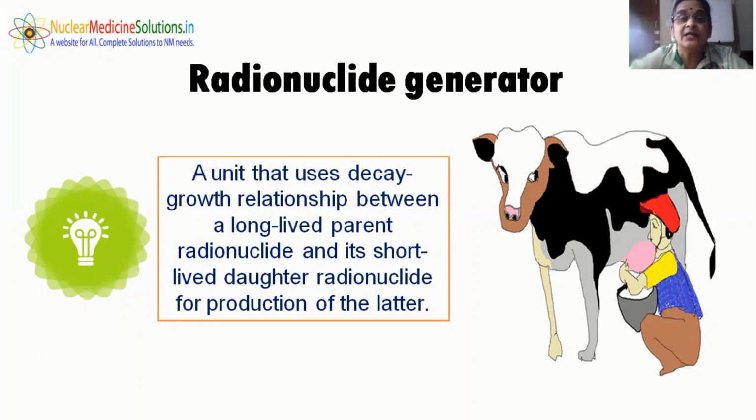Now, what is the radionuclide generator? A unit that uses the decay-growth relationship between a long-lived parent radionuclide and its short-lived daughter radionuclide for the production of the latter. That means the daughter radionuclide. As I had told you, it is the cow for the nuclear medicine radiopharmacy because it is the basic ingredient which is required for the radiopharmaceutical preparation. This is the secondary mode of radionuclide production.